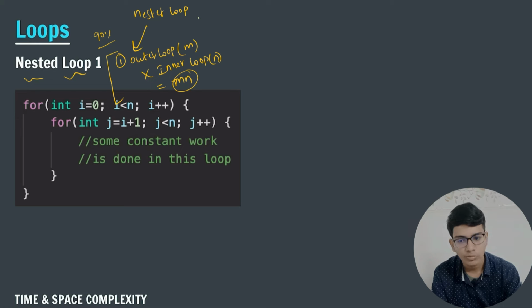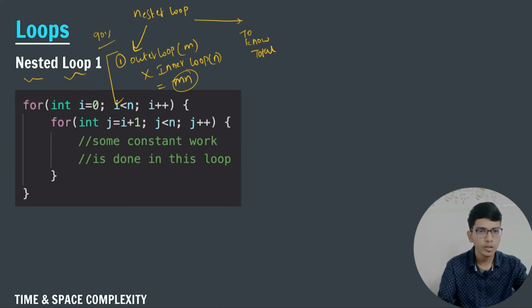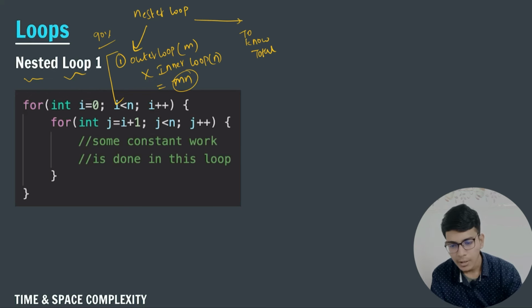The second method is useful for all questions. You can apply it to any question you want. In the second method, first of all, you need to see what operations are going on, and you need to add all those operations. That will give you the total work. After calculating the total work, as we did in the previous video on simple loop analysis, we now ignore constants and take the largest term. So here you need to know the total number of operations you are performing. These are the two methods, and this is 100% valid.